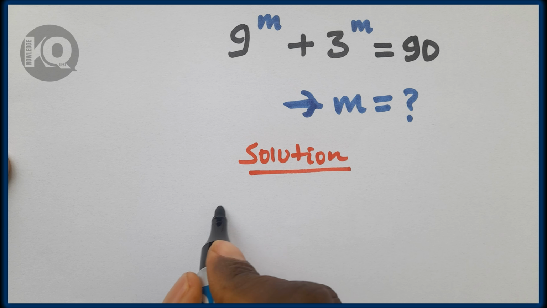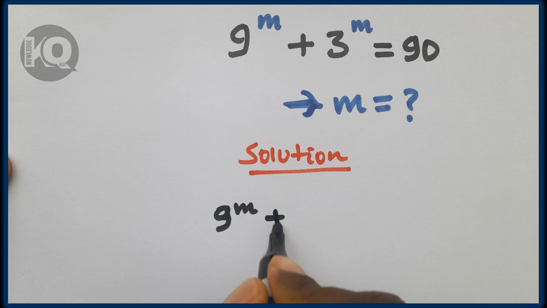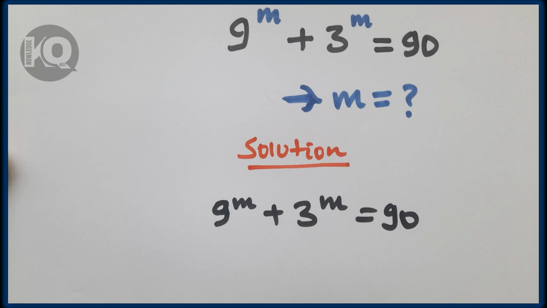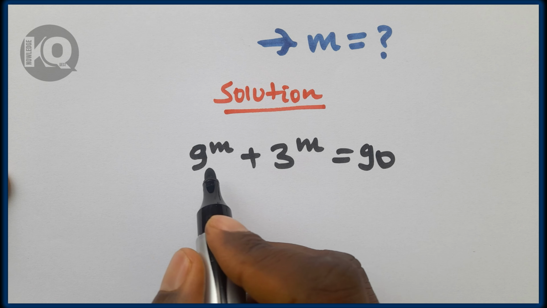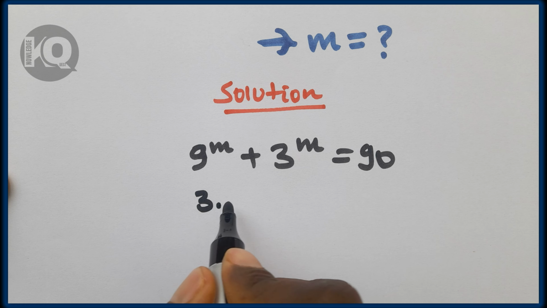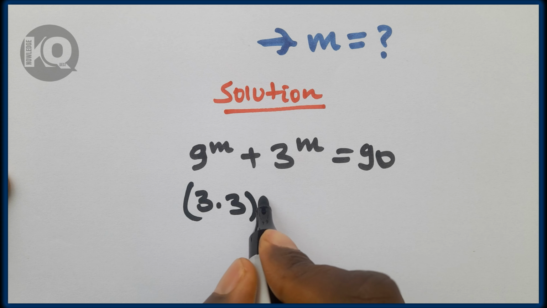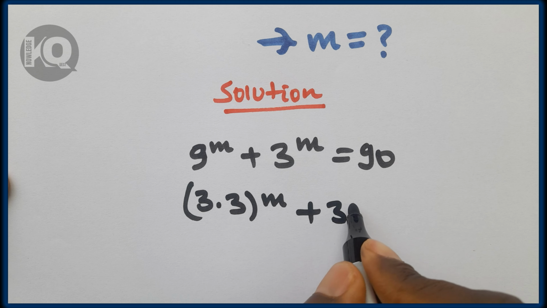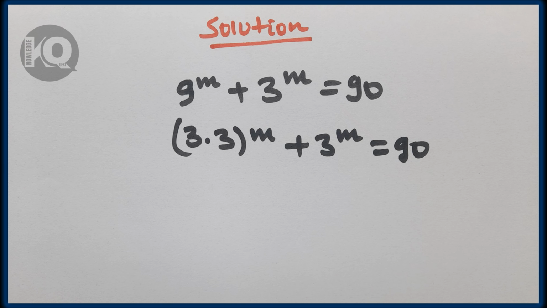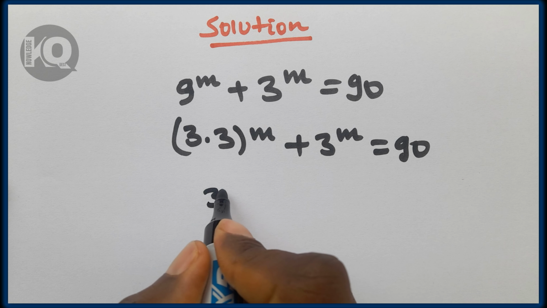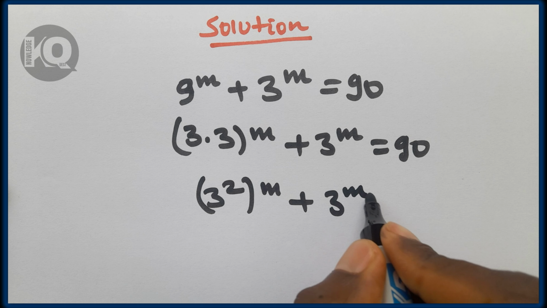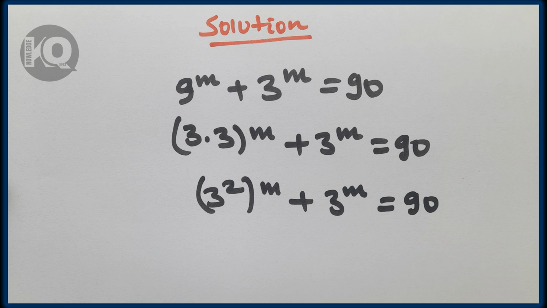So we have 9 to the power of m plus 3 to the power of m, which is equal to 90. So from here we can factor out or expand 9. So this 9 will be 3 times 3, to the power of m, plus 3 to the power of m, which is equal to 90. So 3 times 3 will be 3 squared, to the power of m, plus 3 to the power of m, which is equal to 90.